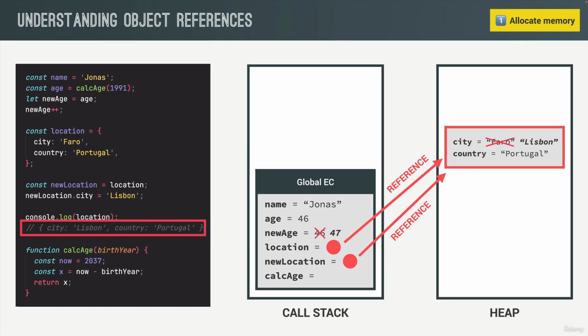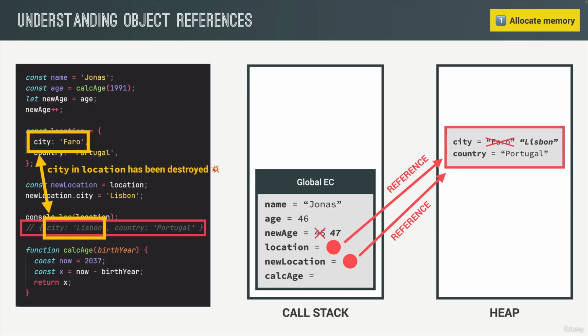In our case here, it means that mutating newLocation will change the value of the city property in the original location object. And I hope that you're still able to follow me at this point, but if this is super confusing, then don't worry. We'll actually explore this exact concept in practice by writing some code in the next lecture.